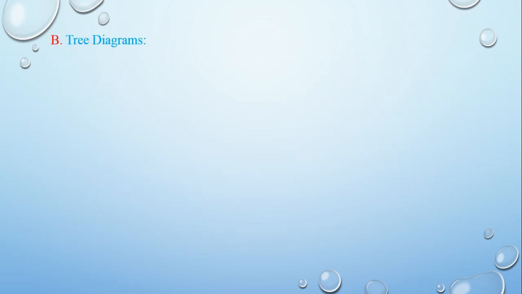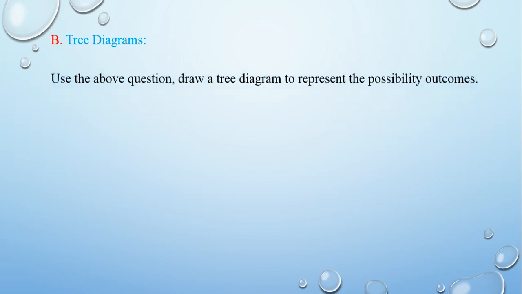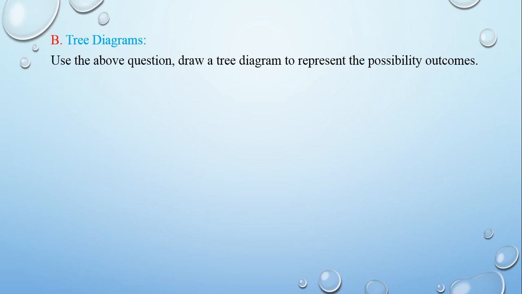Okay, move to our lesson today. Point B, tree diagram. So what is a tree diagram? Just imagine a tree. It has many branches. So a tree diagram refers to the branches of lines, that's why they call it a tree diagram. Just use the above question in the review. Draw a tree diagram to represent the possible outcomes.